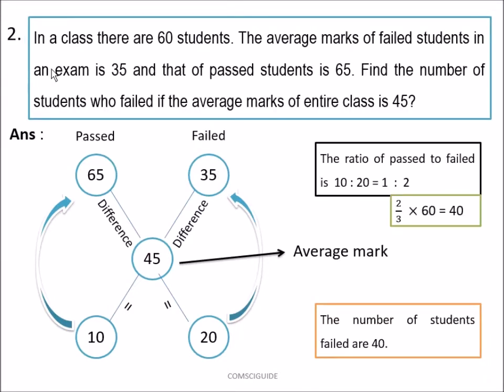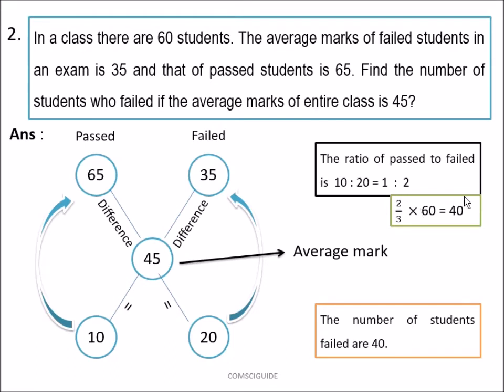And coming to the second question, in a class there are 60 students and the average mark of failed students is 35 and passed is 65, and find the number of students who failed if the average mark of the entire class is 45. So first note down the average mark of passed and failed students, that is 65 and 35, and the entire class average is 45, and the difference between the passed and failed to that average mark is 10 and 20. Therefore the ratio of passed to failed is 1:2.